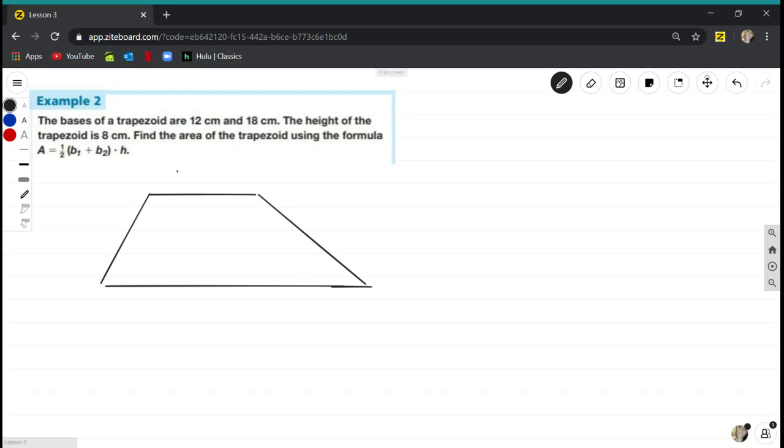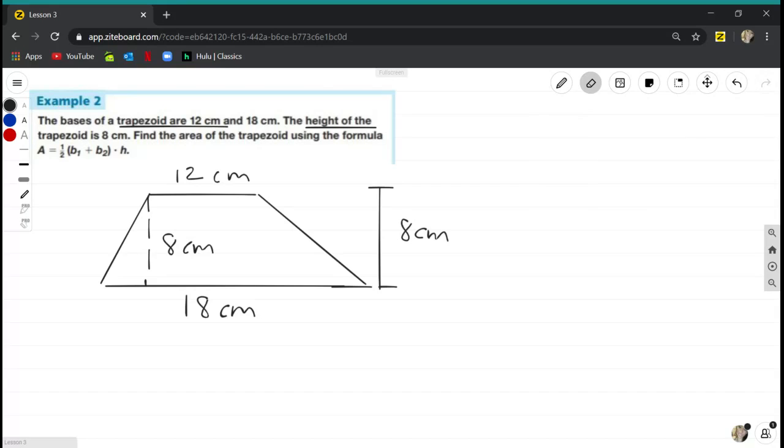Okay, that's pretty good. So it says bases of the trapezoid. One base is 12 centimeters and the other base is 18 centimeters. The height of the trapezoid is 8 centimeters. You can put your height here or your height here. It really doesn't matter. 8 centimeters right there.